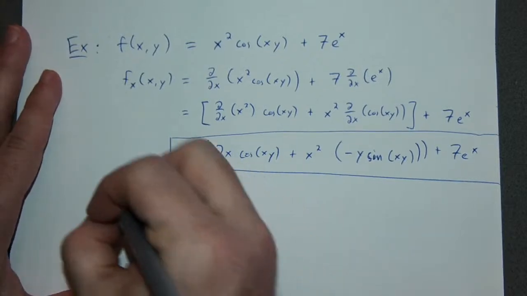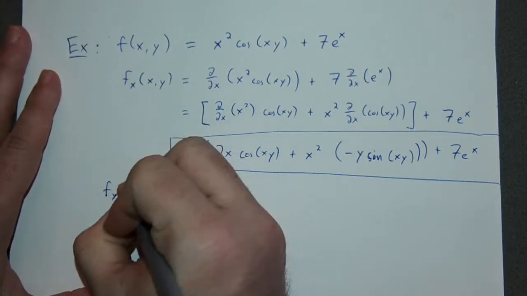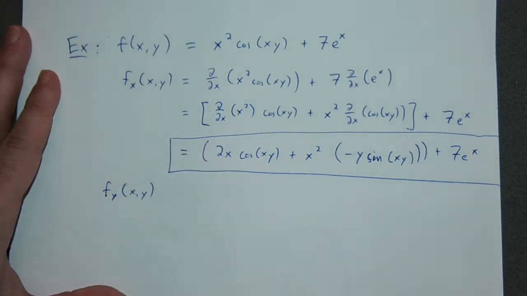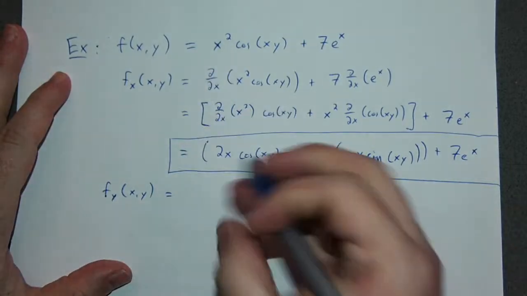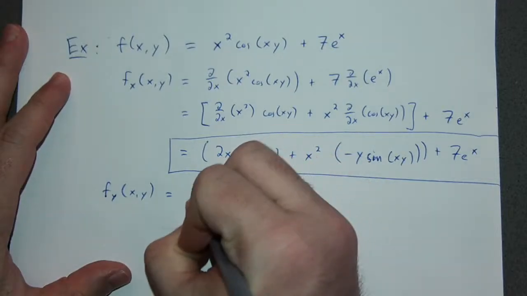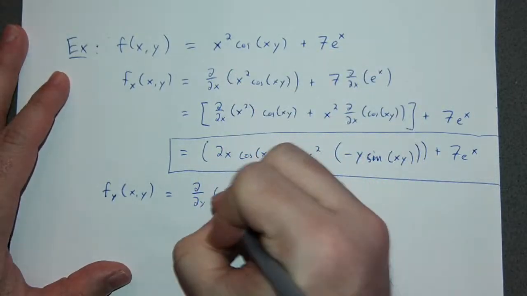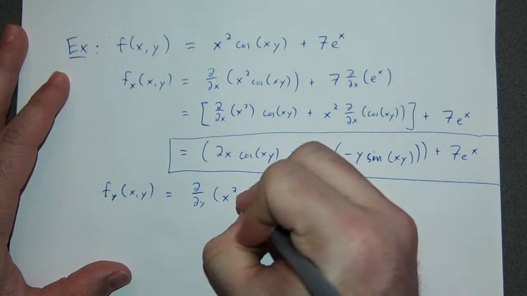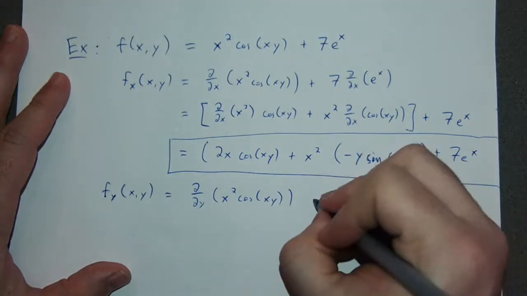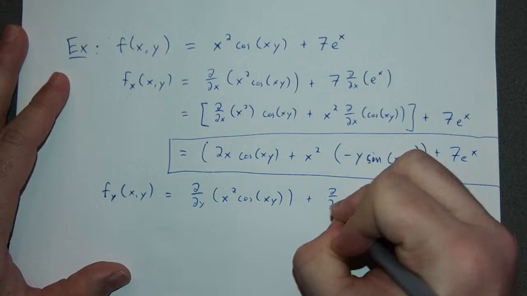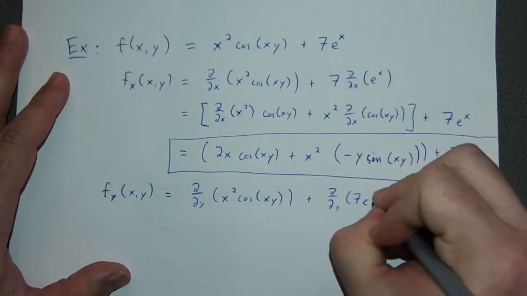All right, so what about the y partial? Let's compute the y partial. So here I would have the y partial of this first term, x squared cosine of xy, plus the y partial of 7 e to the x.